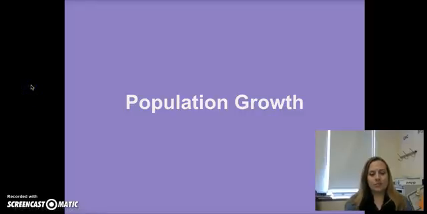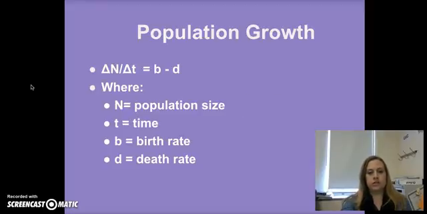Hey everybody, we're going to keep talking about populations today, but we're going to look more specifically at how we talk about population growth and things that can affect population size. So we have some equations that help us understand population growth. So here we have an equation with the change in N, or population size, over the change in time equals the birth rate minus the death rate.